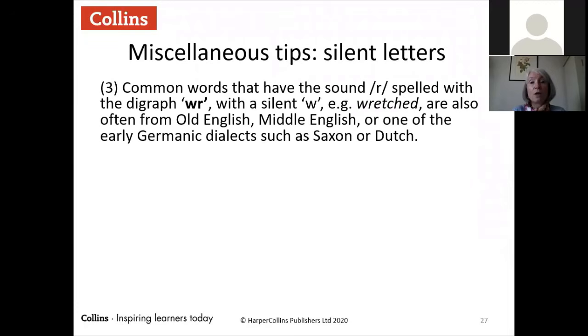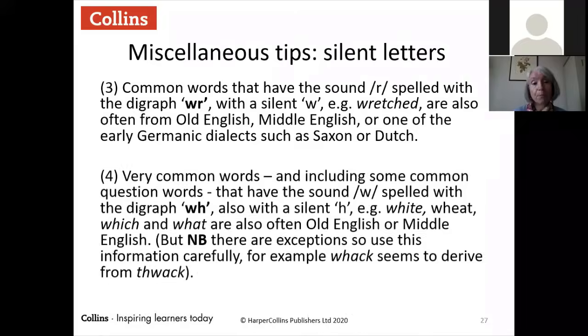We have lots of words in English that start with the sound R, but that are spelled with a silent W at the beginning, like wretched. These are mostly also from Old English, Middle English, Saxon, Dutch. There are some very common words, so they would tend not to be used in high-level competitions, but they're often used in competitions with younger children.